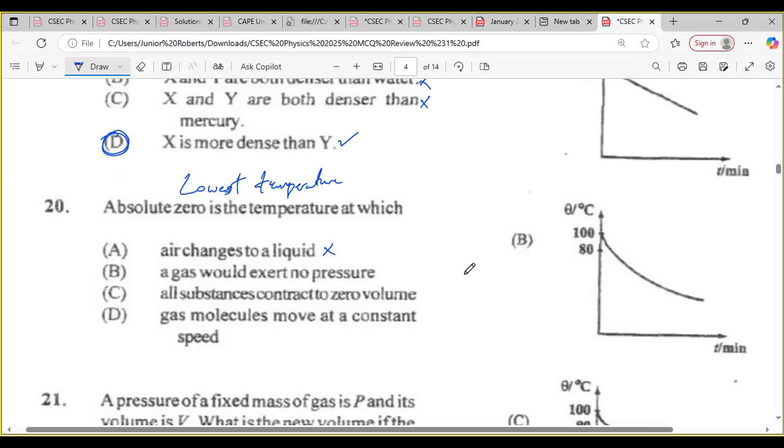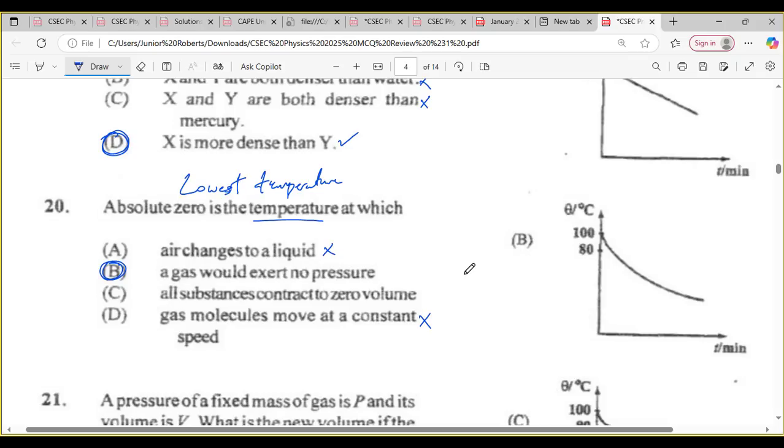Again, absolute zero is the lowest possible temperature, and temperature is a measure of the average kinetic energy. So if our temperature is zero, then the average kinetic energy would be zero, so the molecules will not be moving. So that is false. Our answer would be either B or C. So let's take a closer look at B and C. B says a gas would exert no pressure, and C says all substances contract to zero volume. Our best answer in this case would have to be B, which says that a gas would exert no pressure.